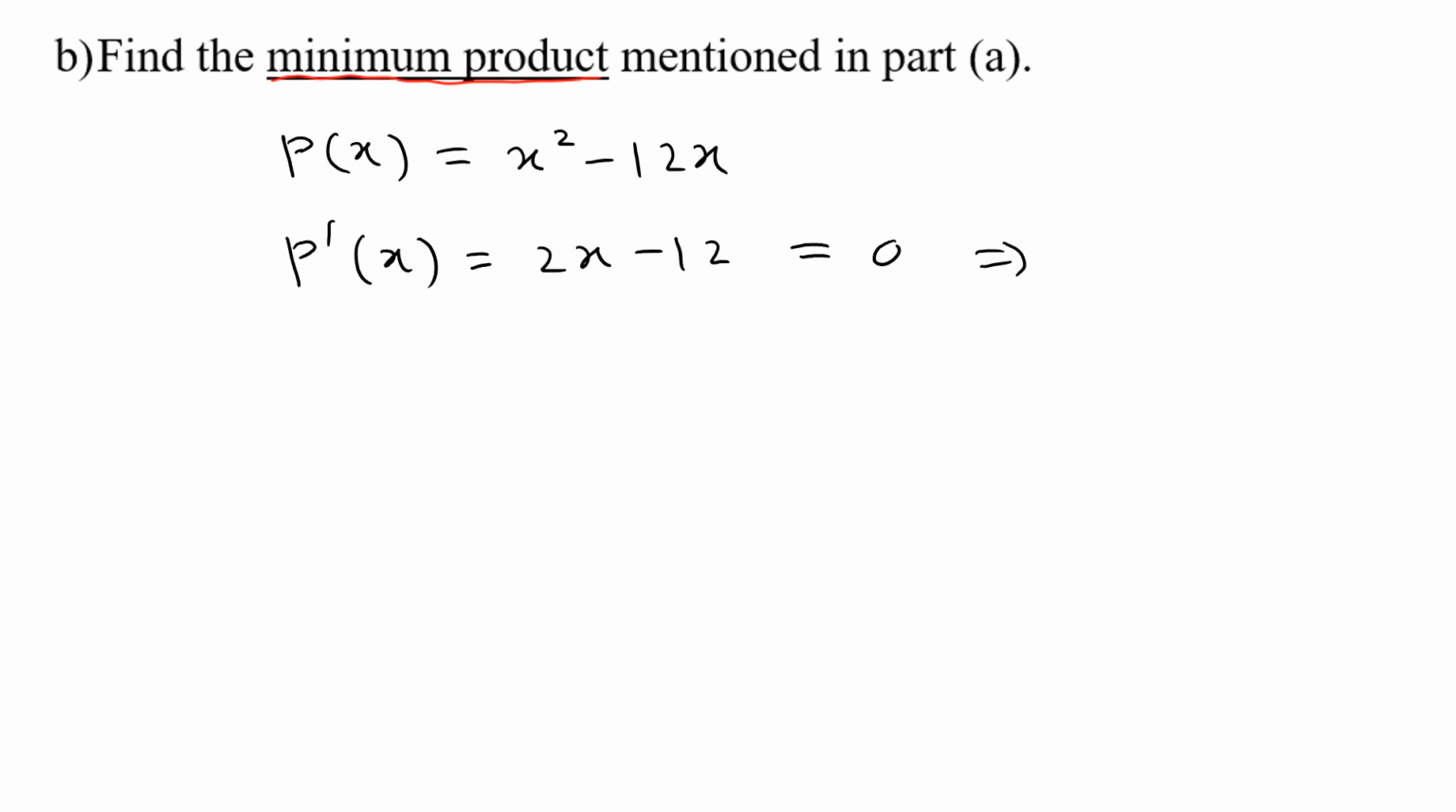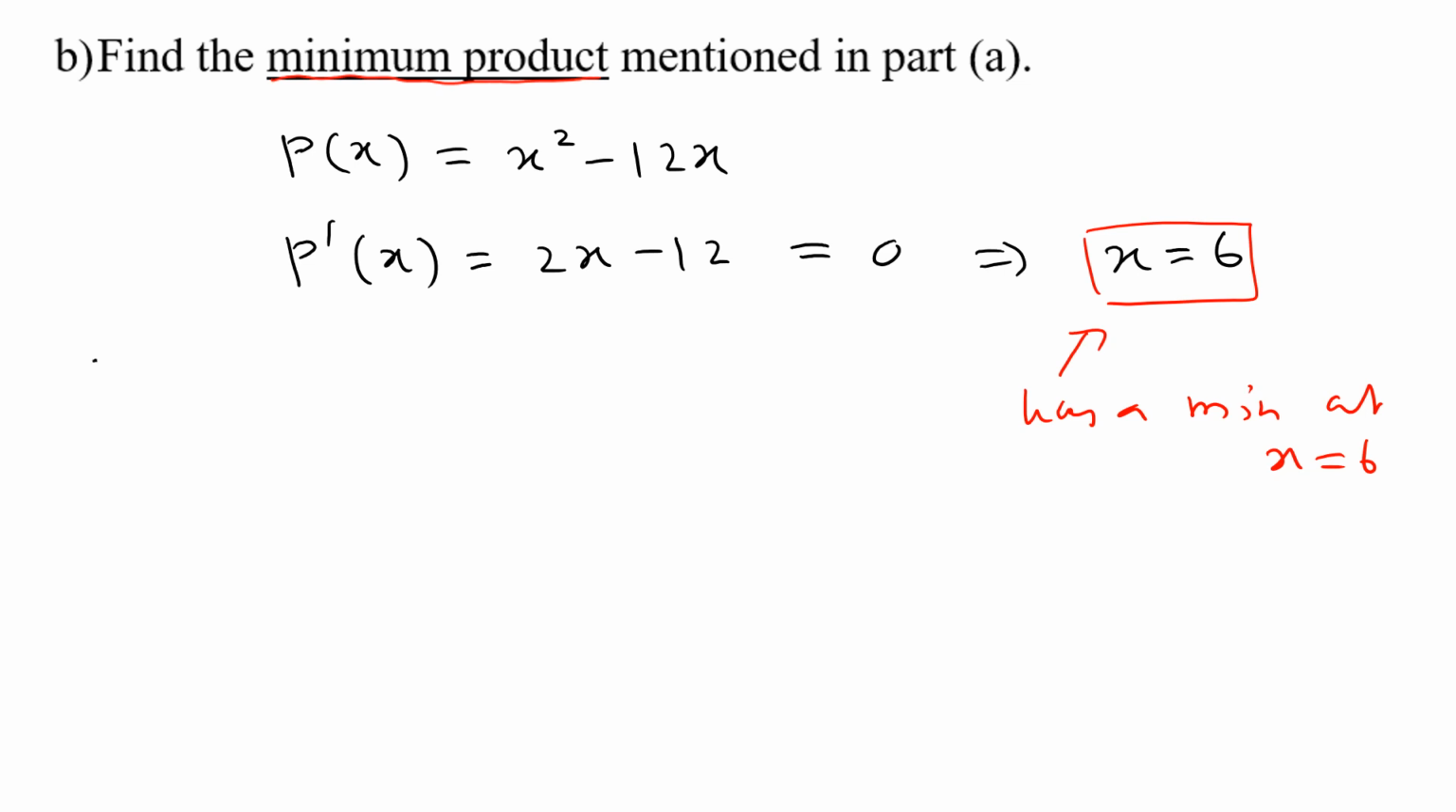When you set it to 0, you can see that 2x equals 12, so x equals 6. So that is the critical point. We already know that there's a minimum here, and otherwise you can look at the second derivative, but we don't need that step now. We can plug this value into the function, because we already know it has a minimum at x equals 6 from the previous part, so we can find the minimum by plugging the value into the function.